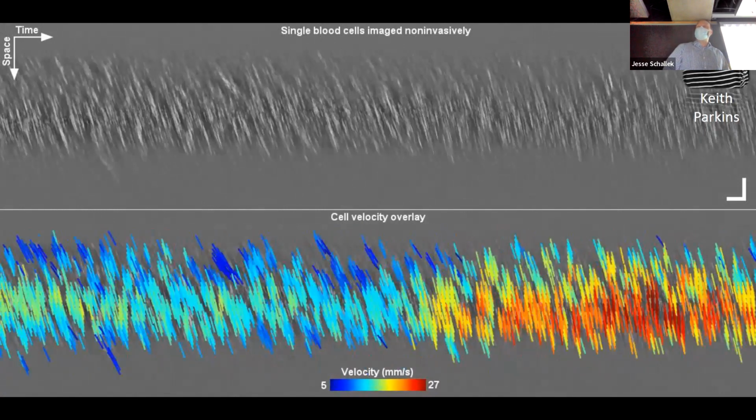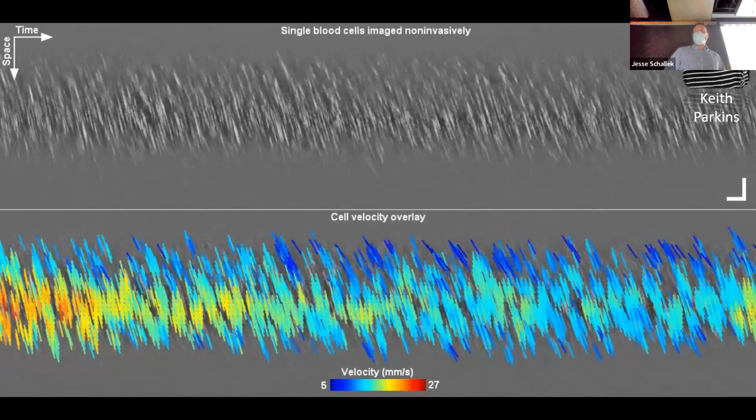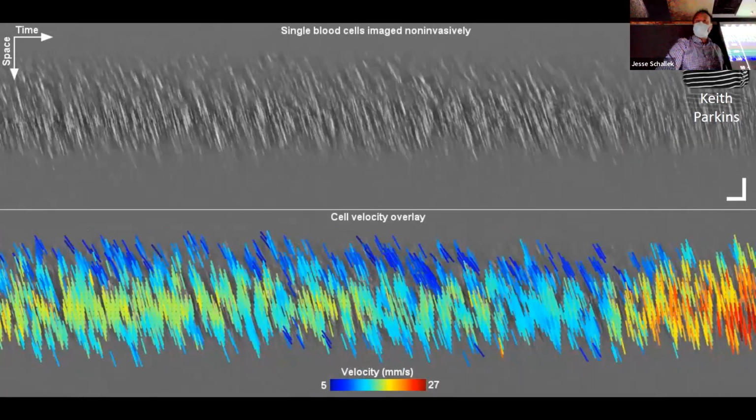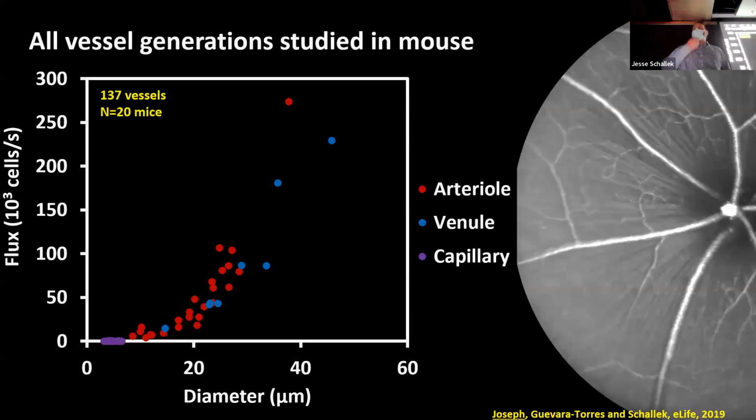We've combined this with GPU architecture, which allows us to measure the local velocity of hundreds of thousands of these blood cells over time. What does this allow us to do? It's not just a parlor trick. Now with an AOSLO, we can now measure the biggest vessel in that organ all the way down to the smallest vessel in that organ.